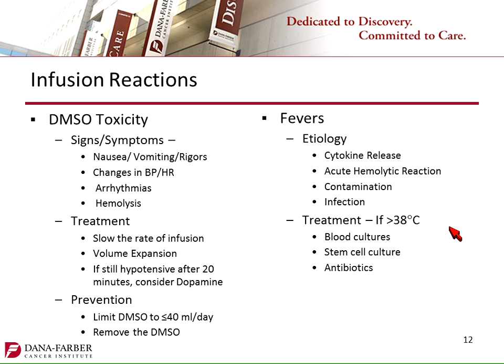So DMSO toxicity, which we see quite frequently: signs and symptoms are nausea, vomiting, rigors, back and chest pain, hypoxemia, changes in blood pressure or heart rate, arrhythmia such as AFib or SVT, and then also can have hemolysis. You slow the rate of the infusion, you can use volume expansion with normal saline, and if you still remain hypotensive, if your symptoms are related to hypotension, then you can consider dopamine.